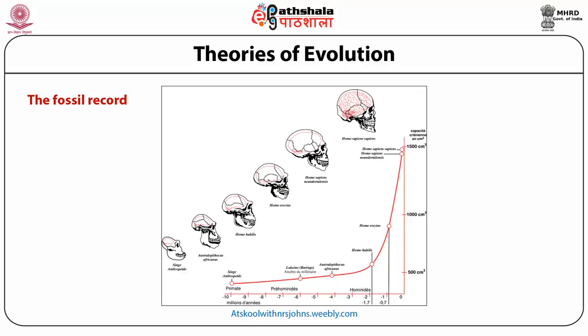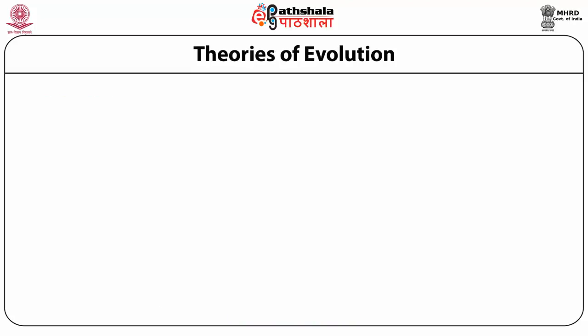See in this image, at the y-axis there is the cranial capacity of the skulls recovered from different strata of different archaic men. It starts from Australopithecus, which merely has a cranial capacity around 500 cc, then Australopithecus africanus, then Homo habilis, then Homo erectus, Homo sapiens Neanderthal, and Homo sapiens sapiens, which have a cranial capacity around 1500 cubic centimeters.